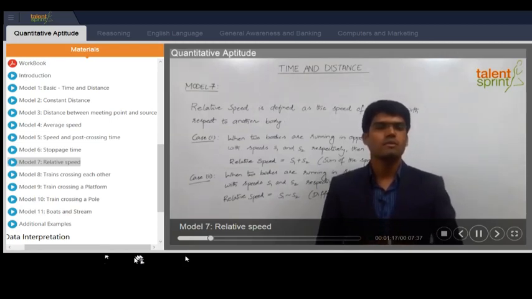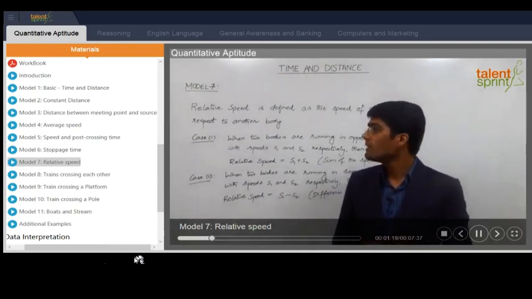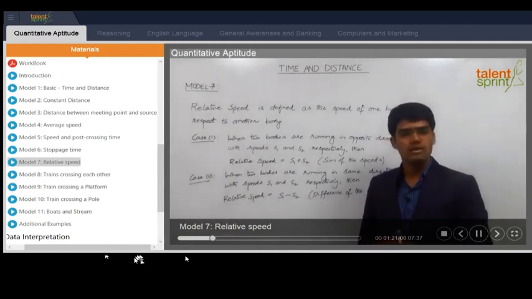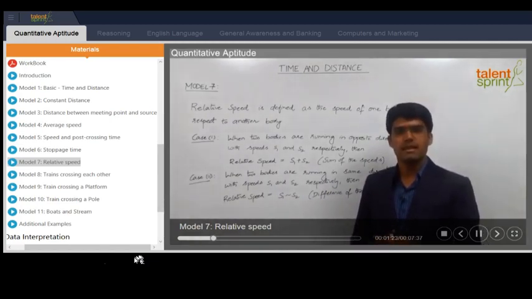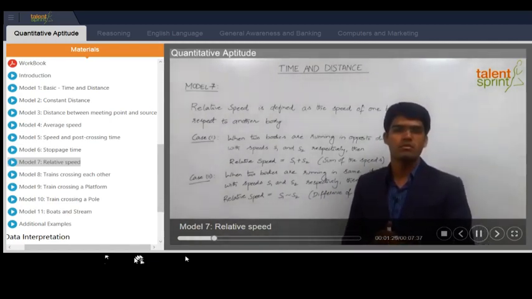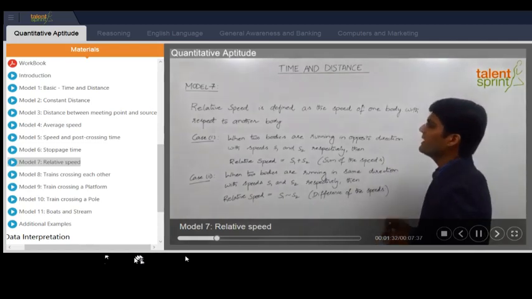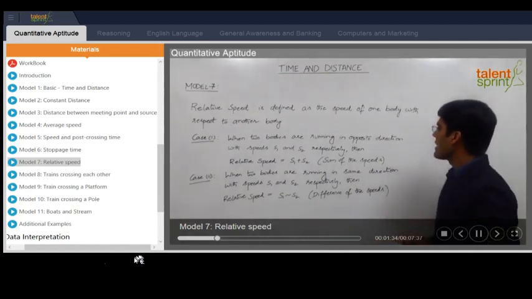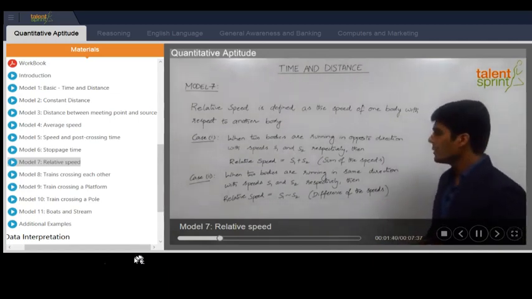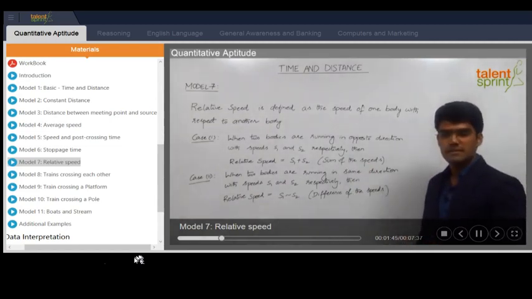Now there are two possible cases for relative speed. One is relative speed when the two bodies are running in opposite direction, and the second one is relative speed when both the bodies are moving in the same direction. So let us understand how to calculate relative speed in these two cases. Now case 1 here is when two bodies are running in opposite direction with speeds s1 and s2 respectively, then the relative speed is equal to s1 plus s2. That is nothing but the sum of the speeds.